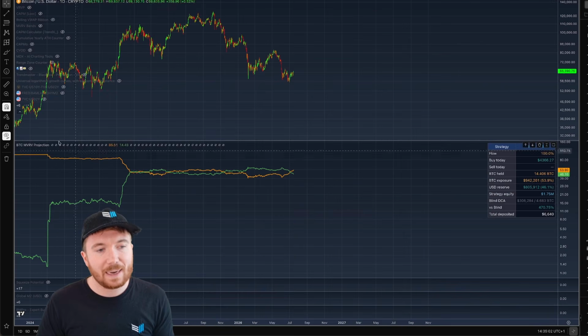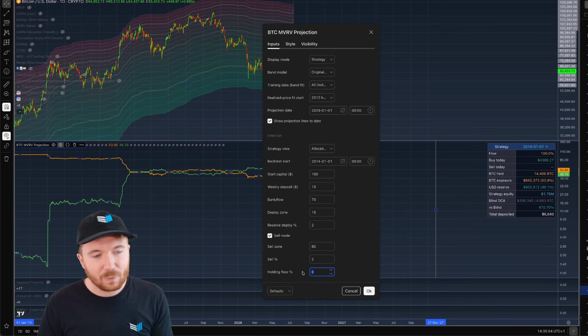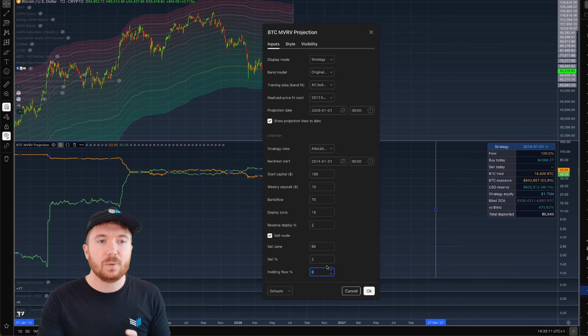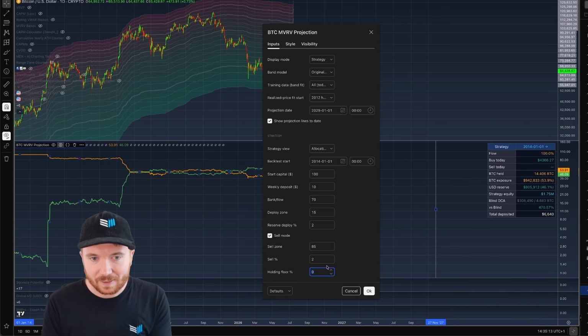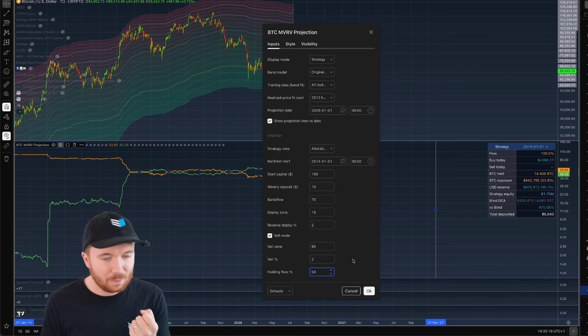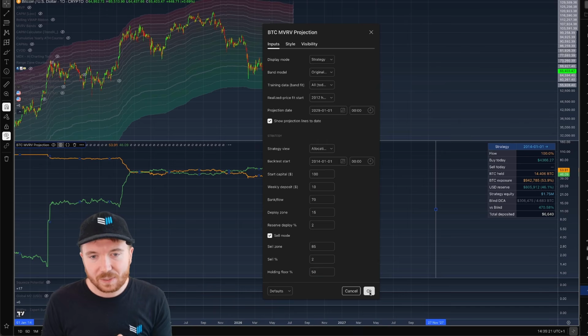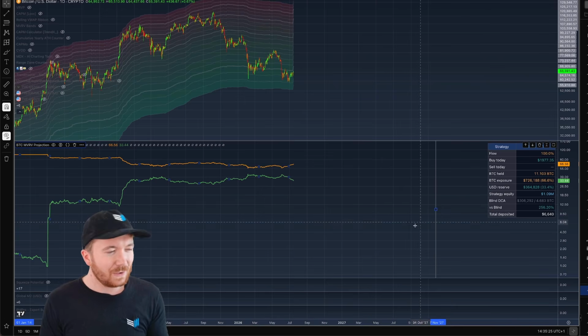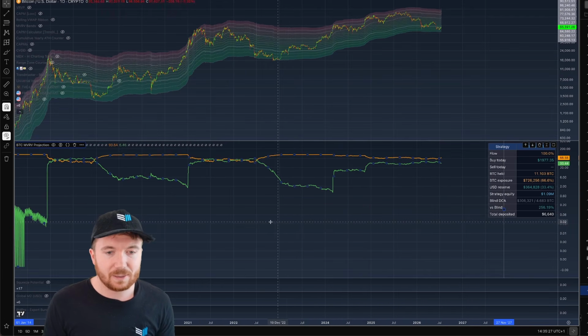So if I just add this back on, what we can even do is at the bottom here, we have a holding floor. So let's say we always wanted to keep some Bitcoin to hand. Well, what this model will do is actually scale down the selling to ensure that you're always aiming to hold at least 50% of your capital in Bitcoin. If we do this approach, we can see that the outperformance is still 256% compared to blind dollar cost averaging in.